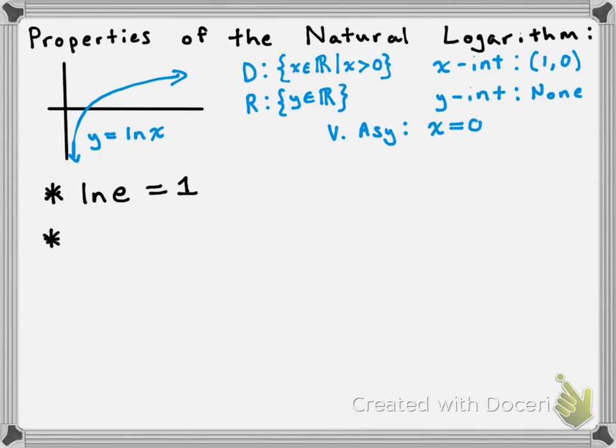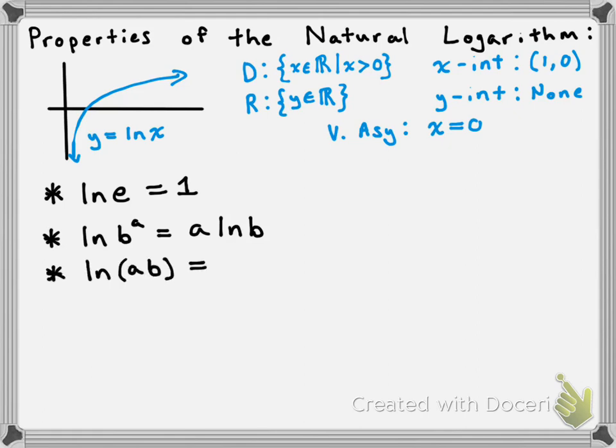Secondly, if I have something like ln of b to the power of a, in other words, if I'm taking the ln of an exponential term, well, I should be able to apply the Power Law of Logarithms to this. And if you recall, the Power Law of Logarithms basically means I can take the exponent a, and it drops down in front of the logarithm. So I have a times the ln of b.